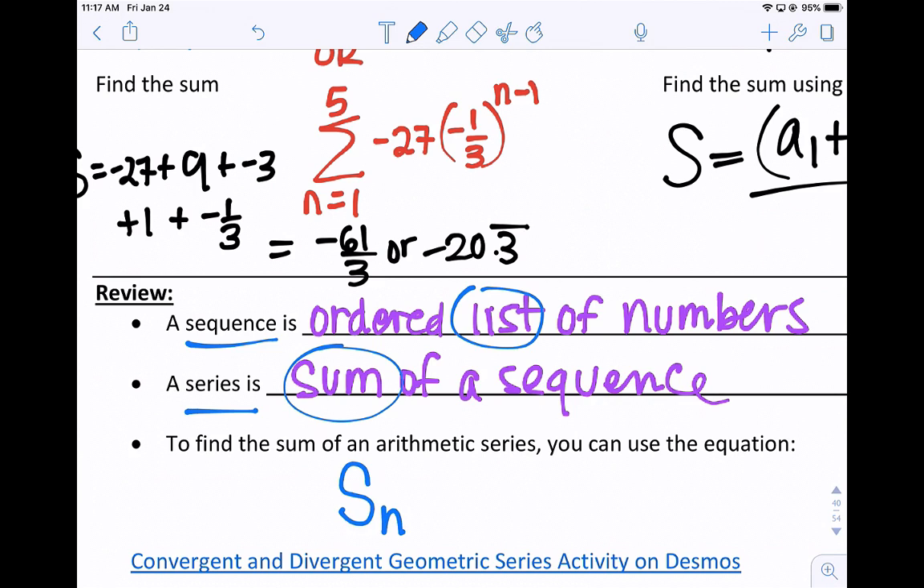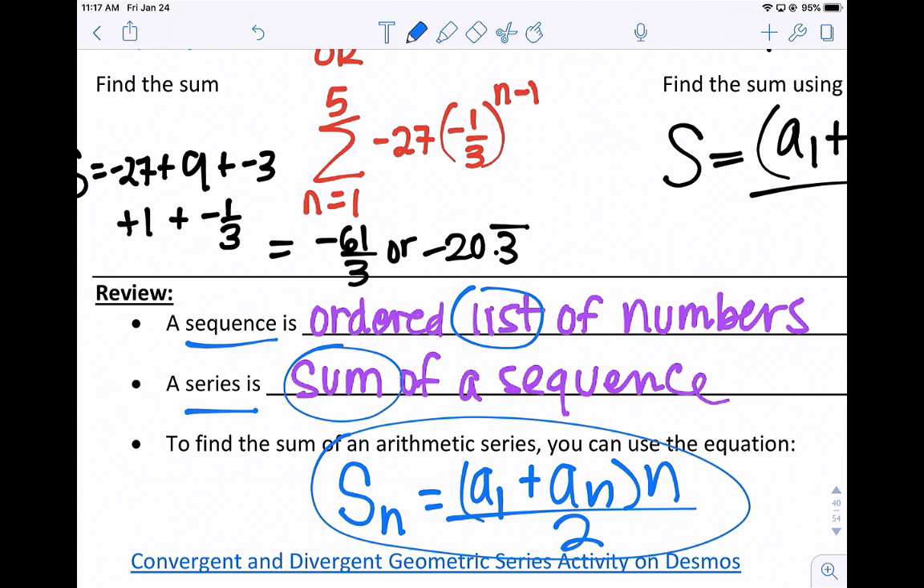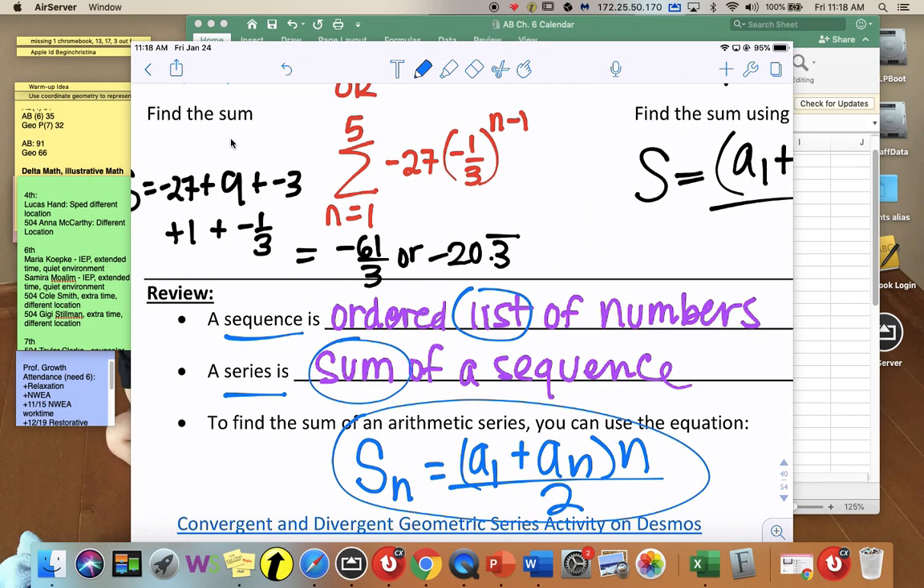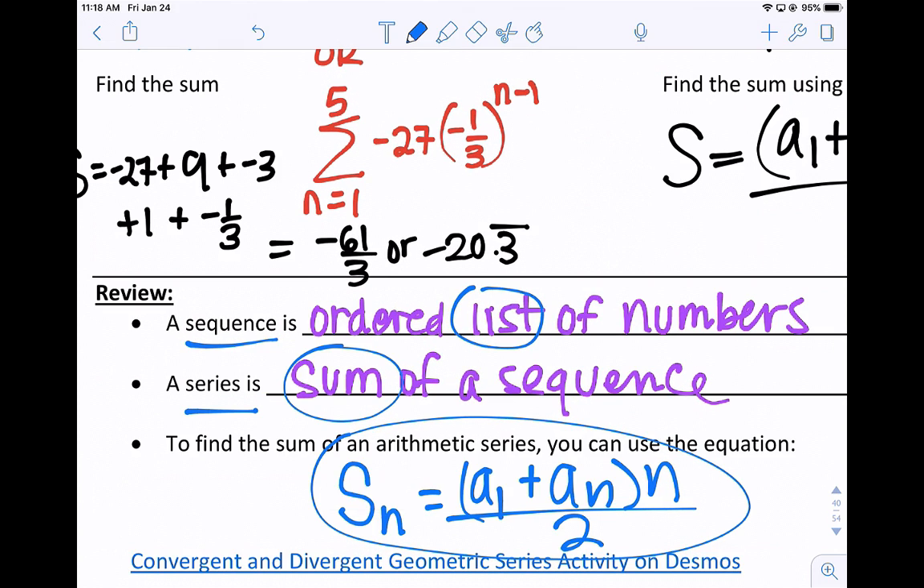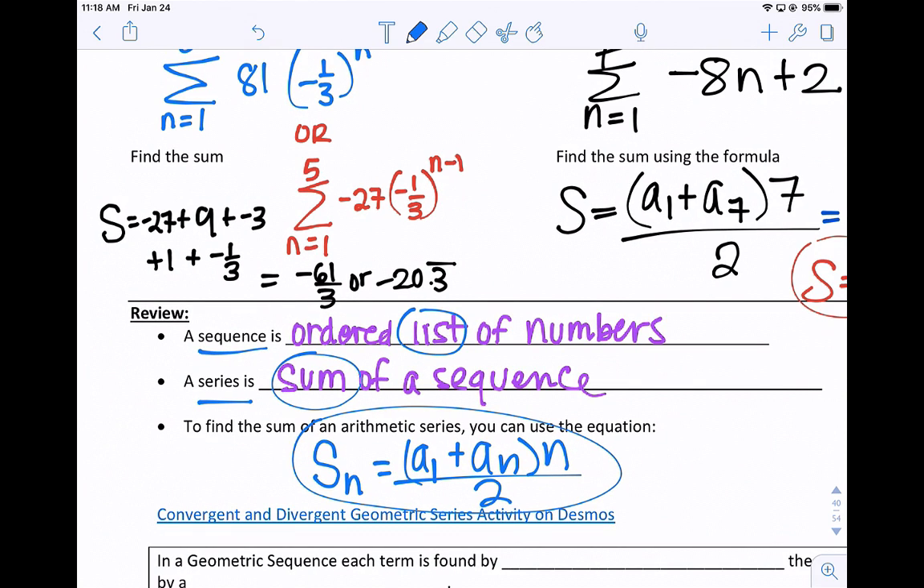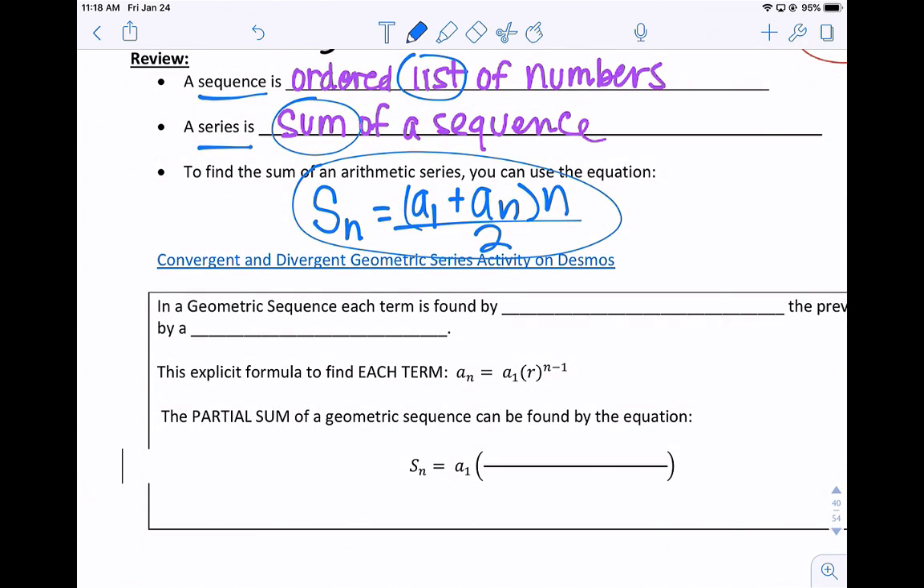The sum of however many terms you want is the first term, which would be a sub 1, plus your last term, times the number of terms, divided by 2. So that would give you the sum of any number of terms if you had an arithmetic sequence. But our goal today is, well, what if it's geometric? Is there a shortcut that you can use to find the sum if it's geometric?